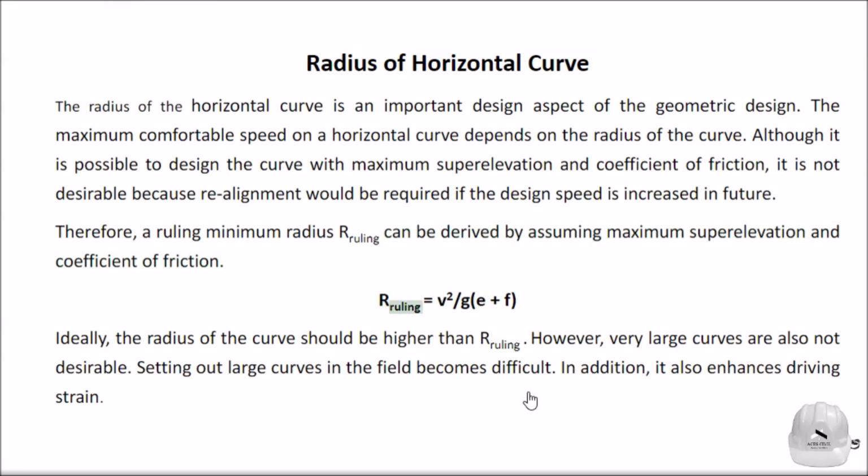R ruling equals V²/g(e plus f). Ideally, the radius of the curve should be higher than R ruling. However, very large curves are also not desirable. Setting out large curves in the field becomes difficult. In addition, it also enhances driving strain.